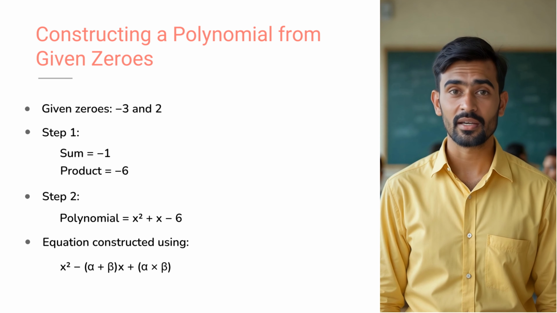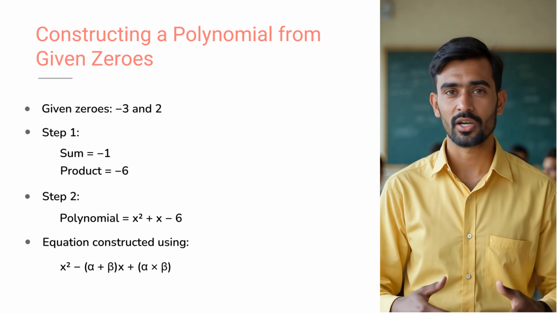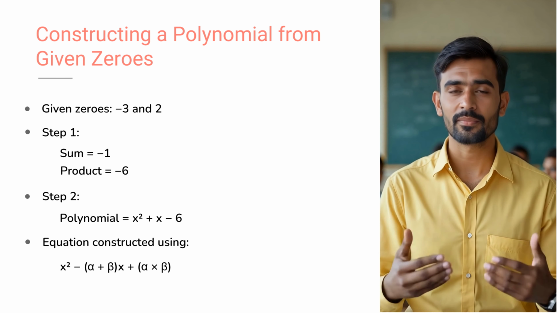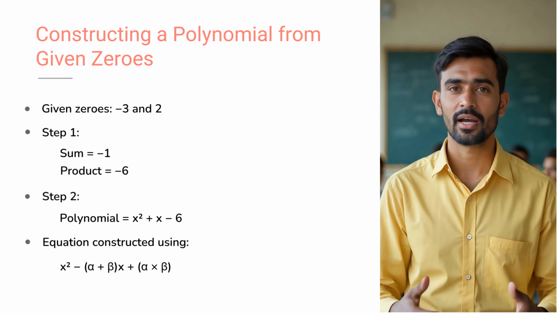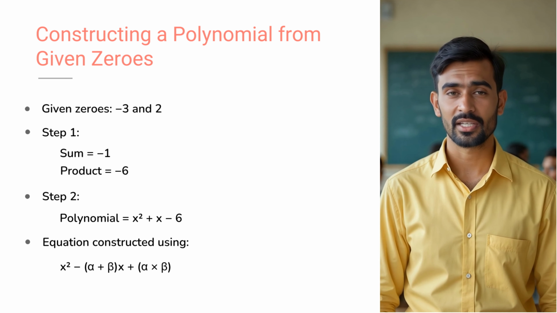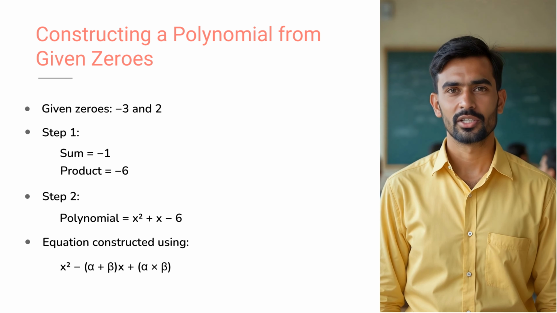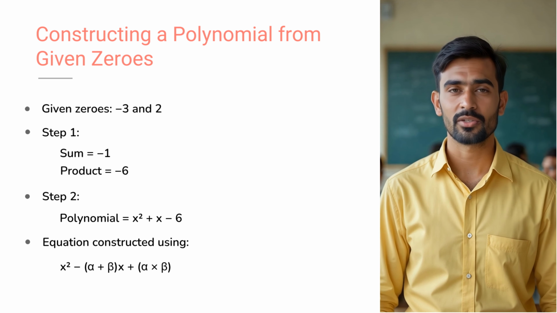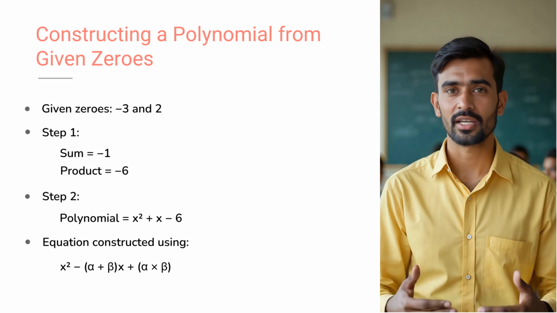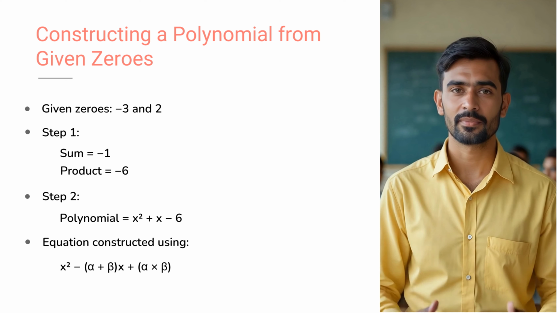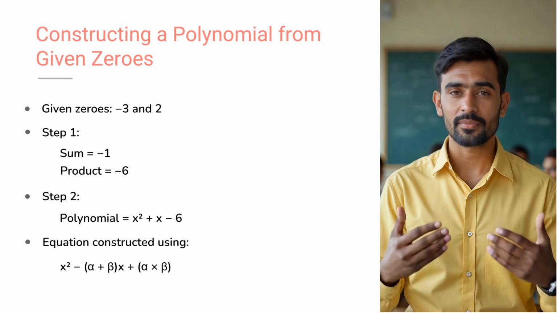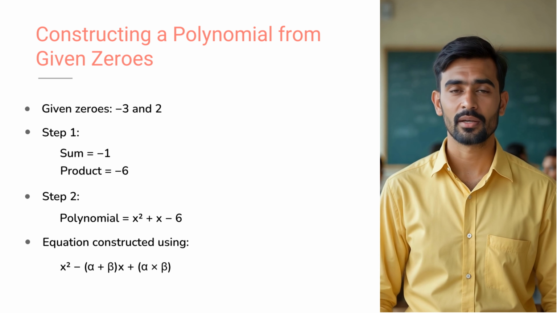Let's go the other way. Construct a polynomial when the zeros are known. Example: zeros are minus 3 and 2. Use the general form. If alpha and beta are zeros, then the polynomial is x squared minus (alpha plus beta) times x plus alpha into beta. Step 1. Sum is minus 3 plus 2 equals minus 1. Product is minus 3 into 2 equals minus 6. Step 2. Polynomial is x squared plus x minus 6. That's the required quadratic polynomial.